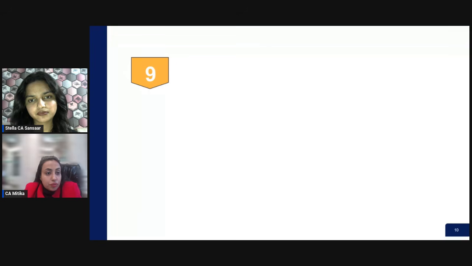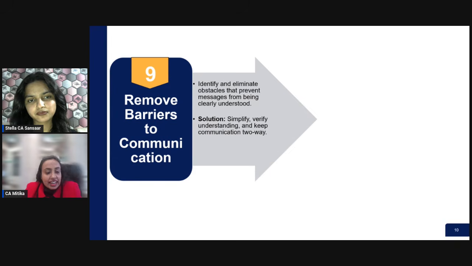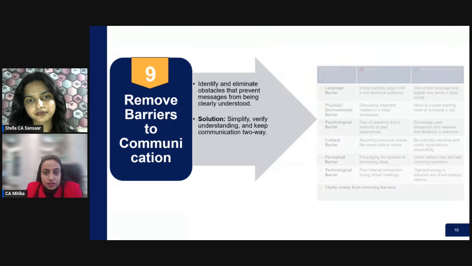Let's come to rule number 9, which is remove barriers to communication. Again, we have discussed this in ample detail in our previous session of business communication, so I'll just be quick here. Identify and eliminate whatever obstacles are preventing our messages from being clearly understood. Remember to simplify, verify the understanding, and make communication a two-way process.